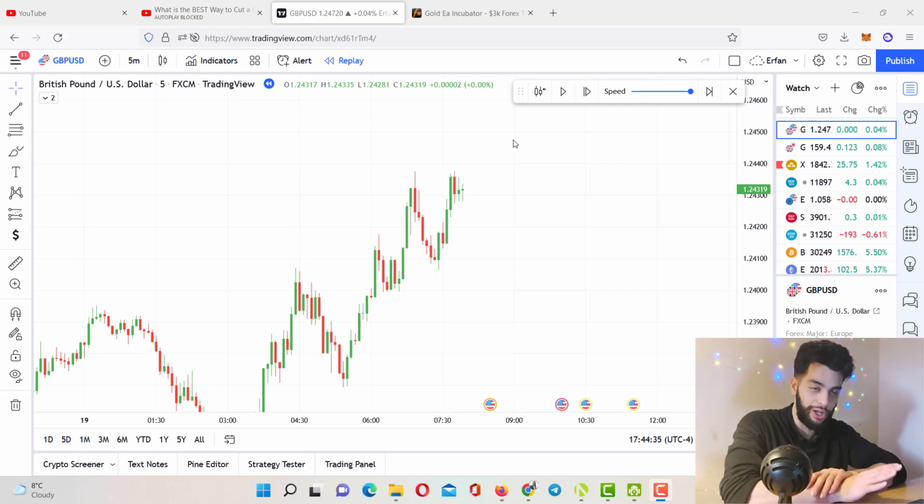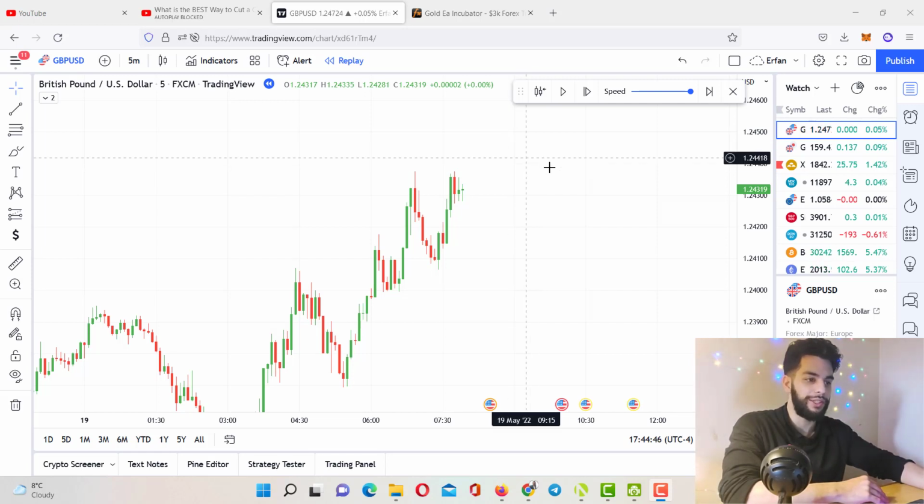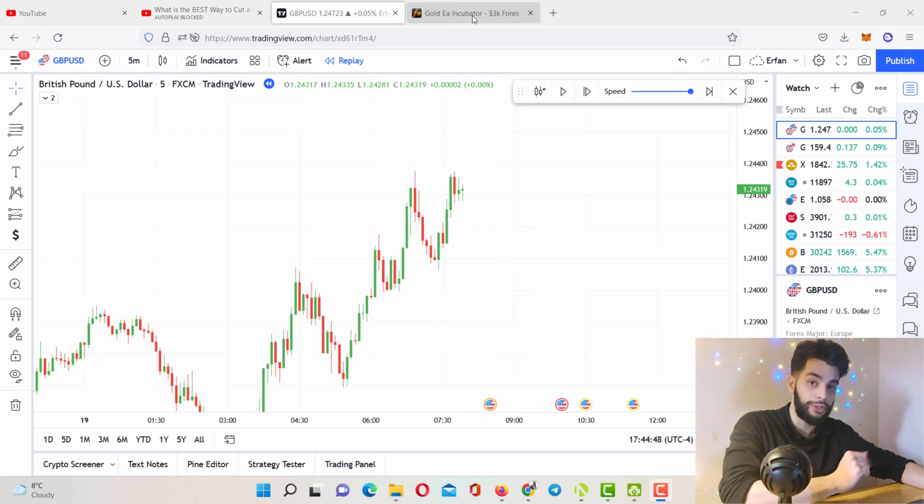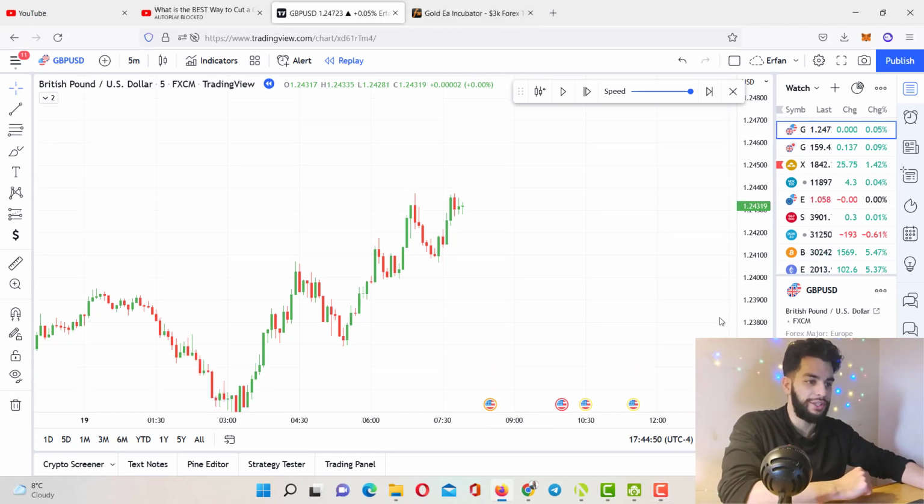It was a high probability order block still. This is what you're trading every single day, but the setup was really interesting and a lot of people couldn't notice that. So without any further ado, let's get into it right now, and then after that I'll show you the results of Gold Incubator on our $3,000 account as well.